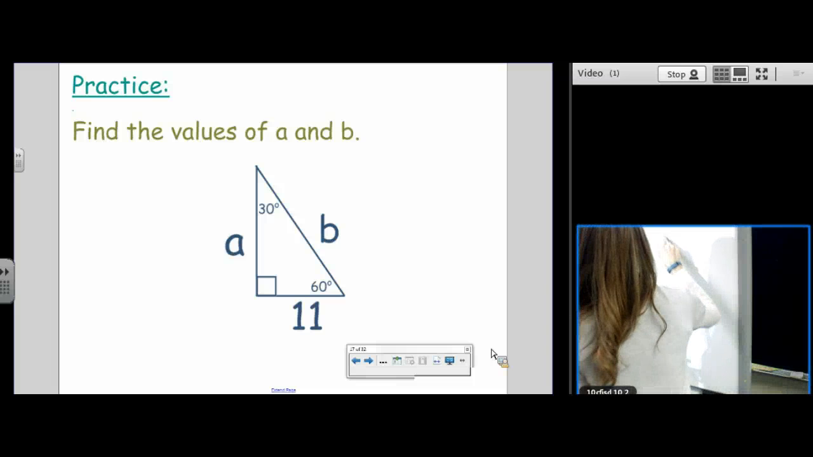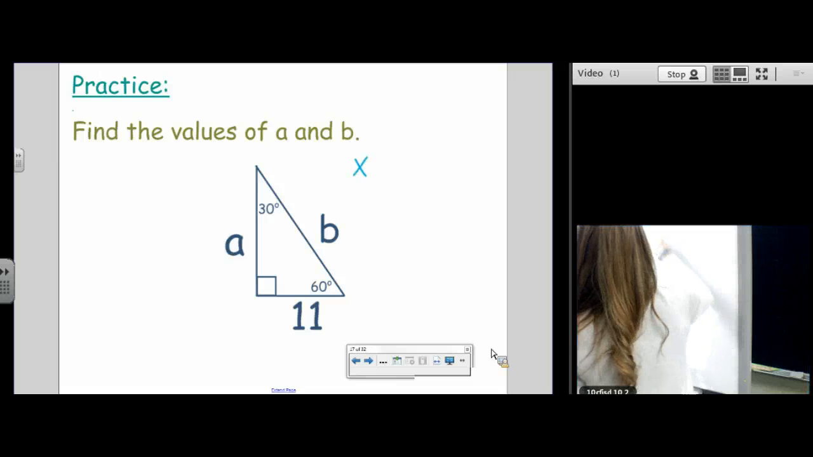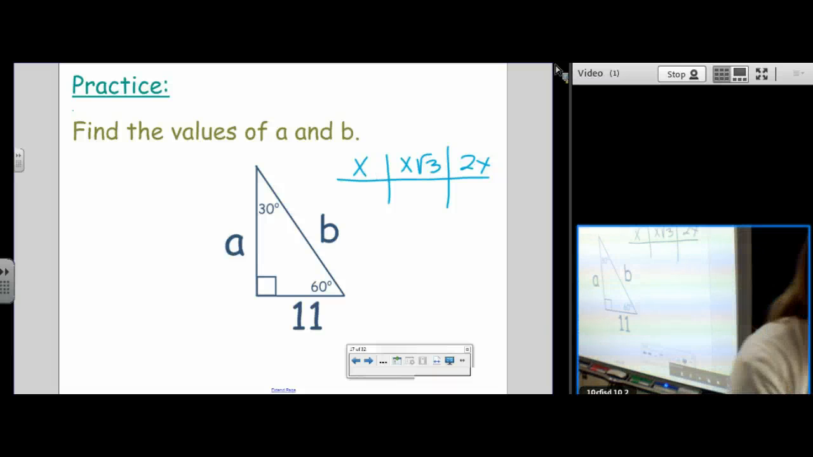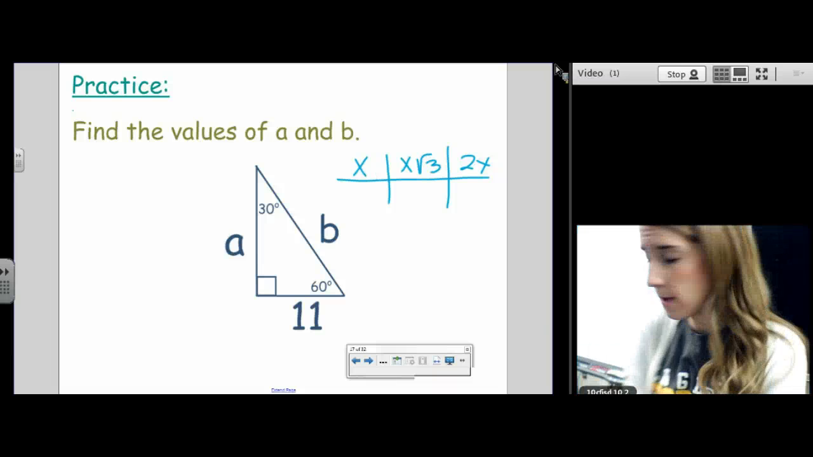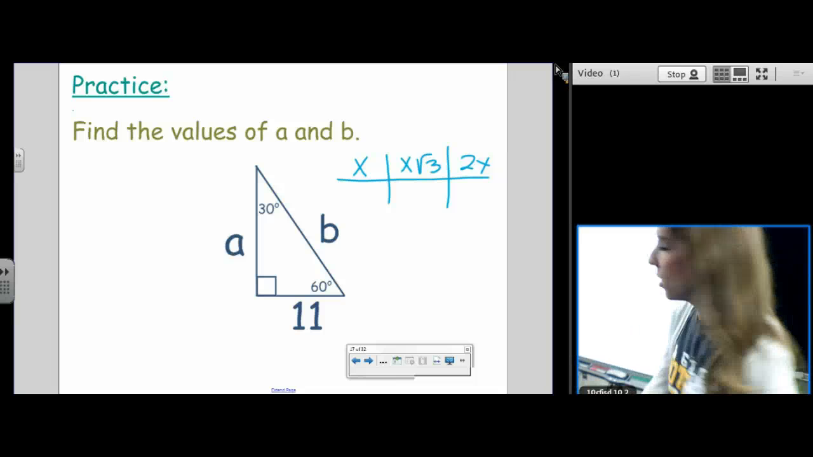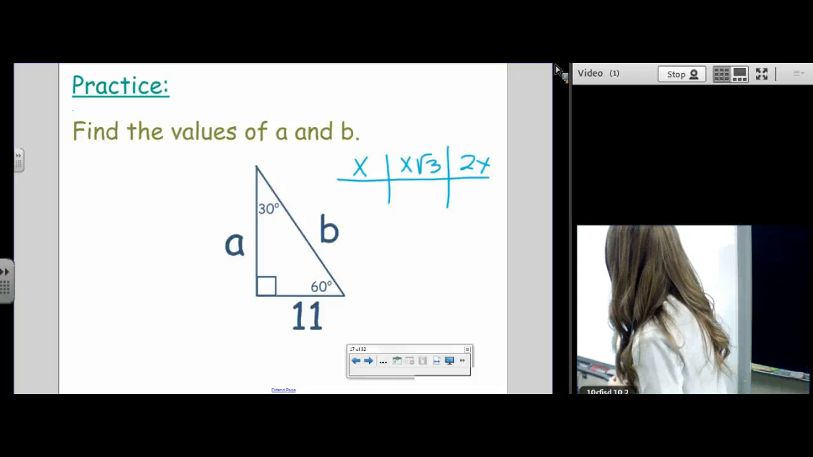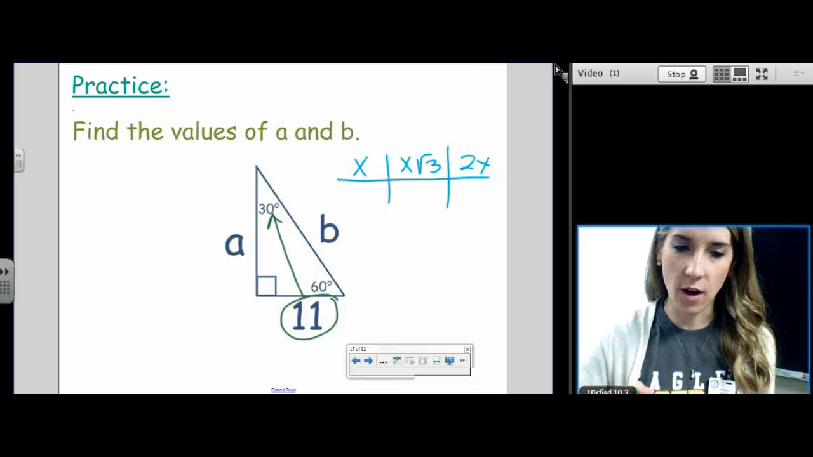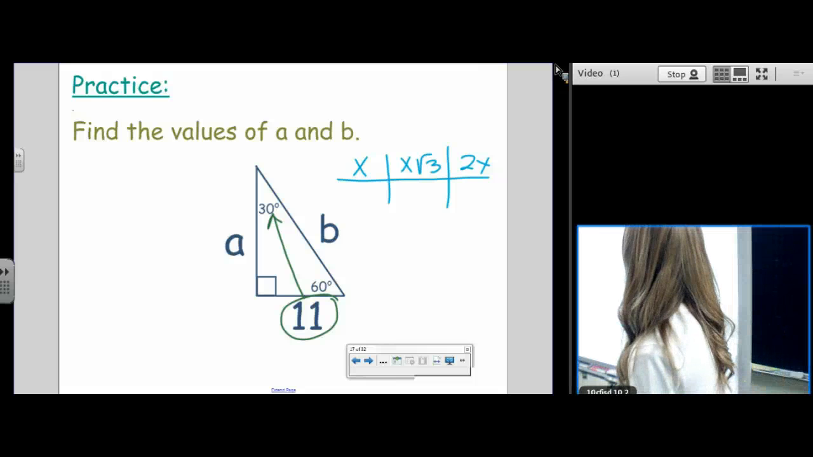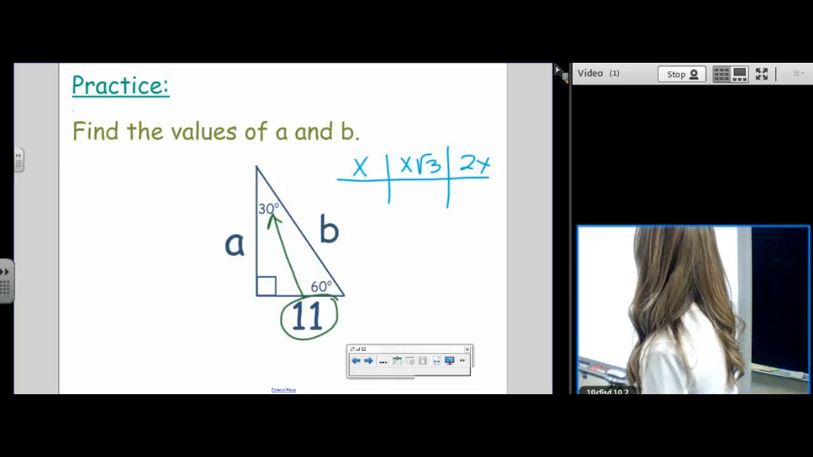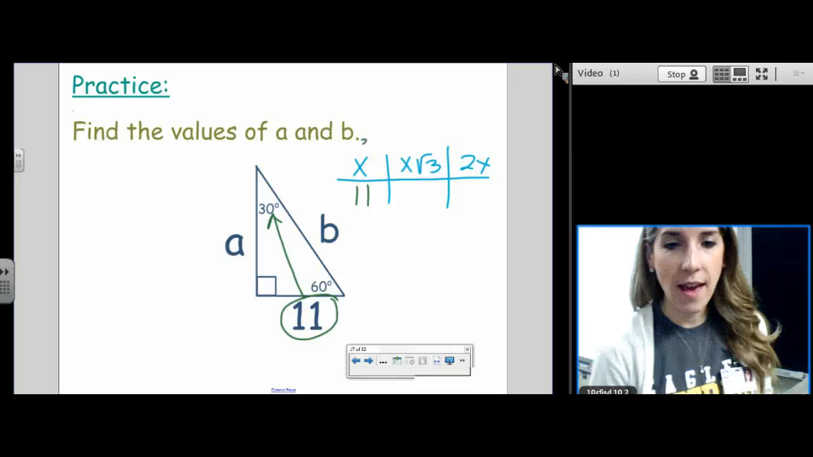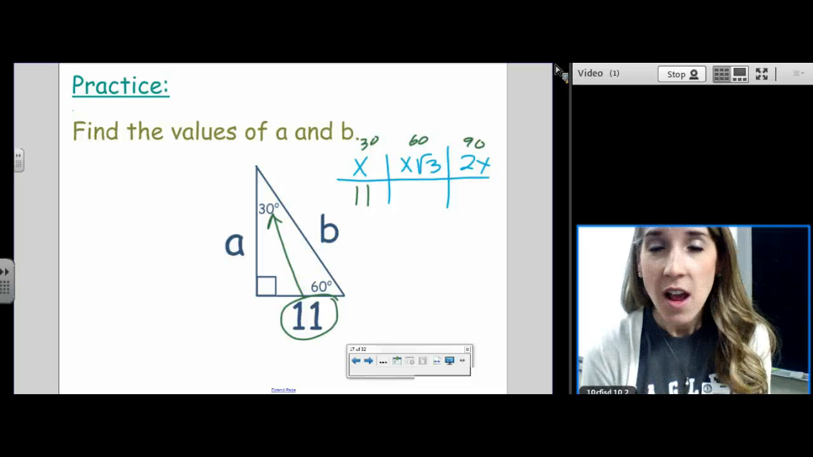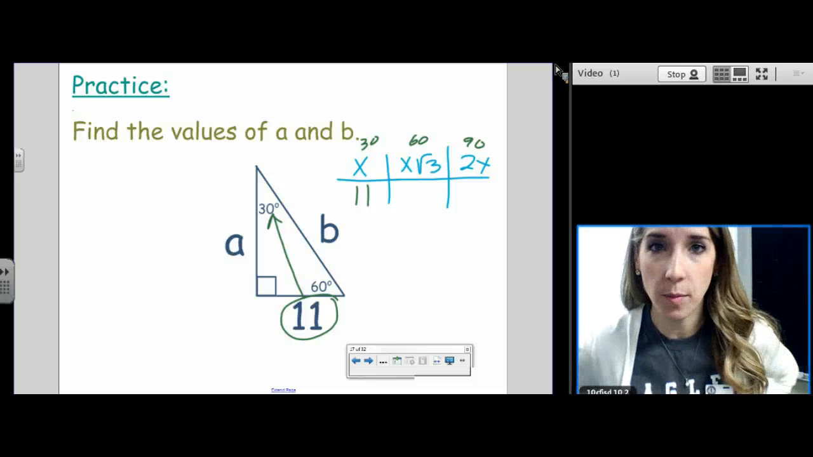So here's what I do while students are still getting used to the rule. I make a small little chart, and it's x root 3, 2x, because that's the rule, okay? Then I always ask my students, which side do we have, and what is it across from? You'll get so tired of me saying that. Well, we have 11, and it's across from 30. 30, 60, 90. So I put 11 in the 30 column. I know that this problem is too easy to use the chart on. I just want to show you how to use the chart because you might need it for the tougher problems.